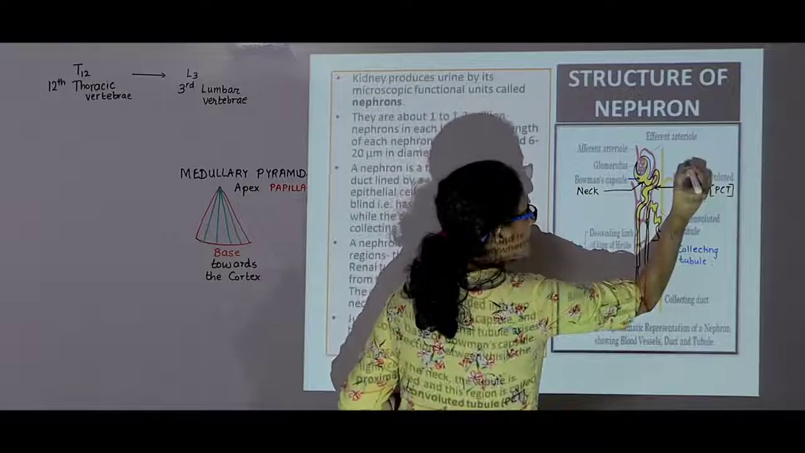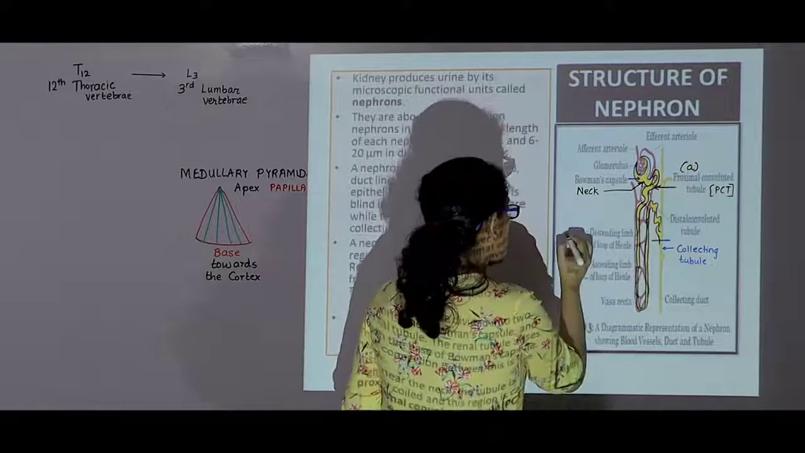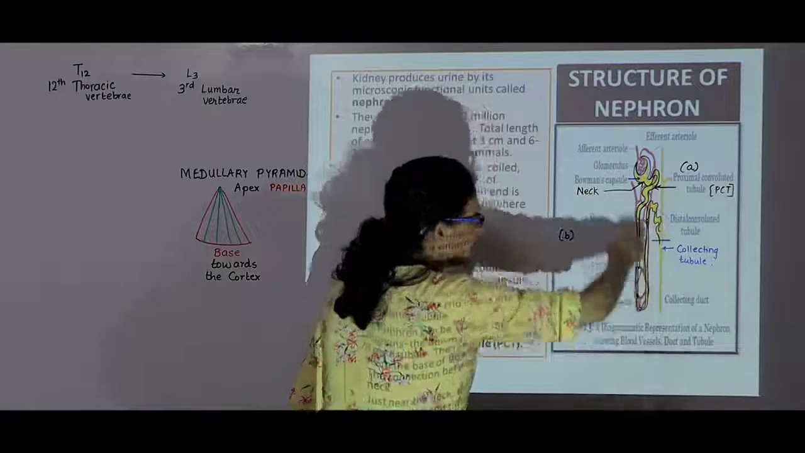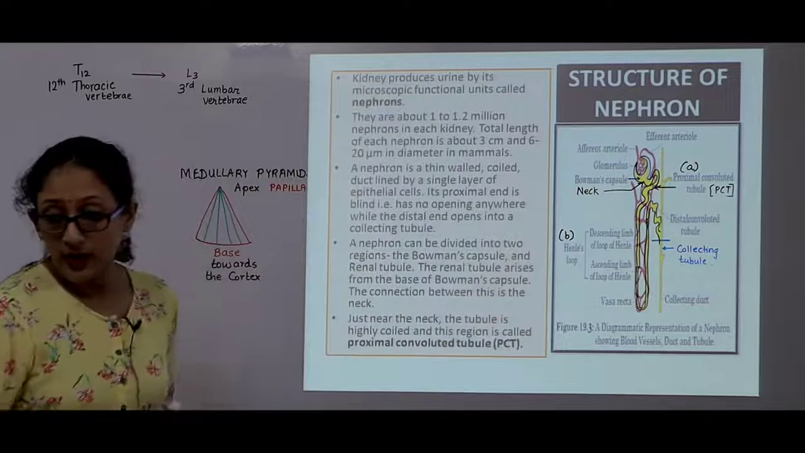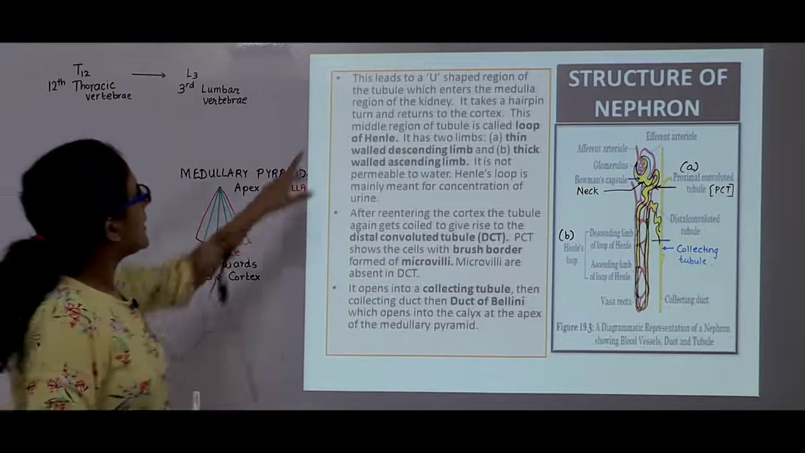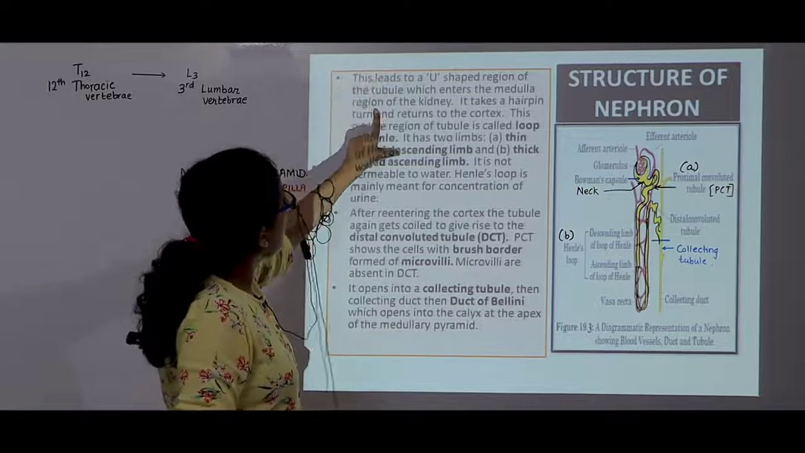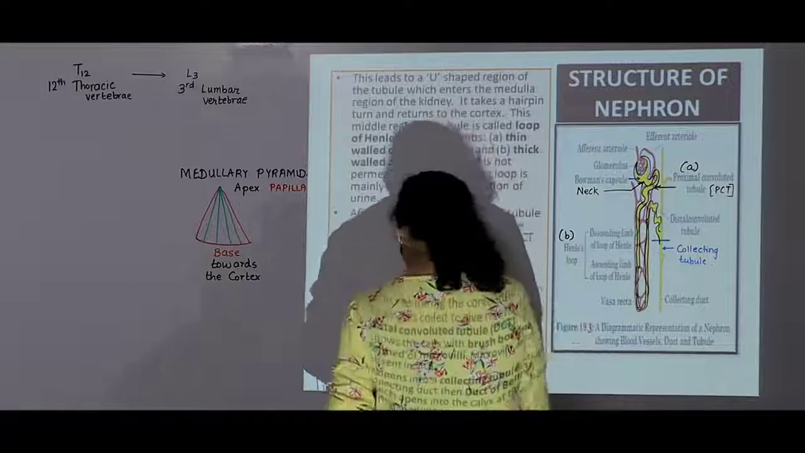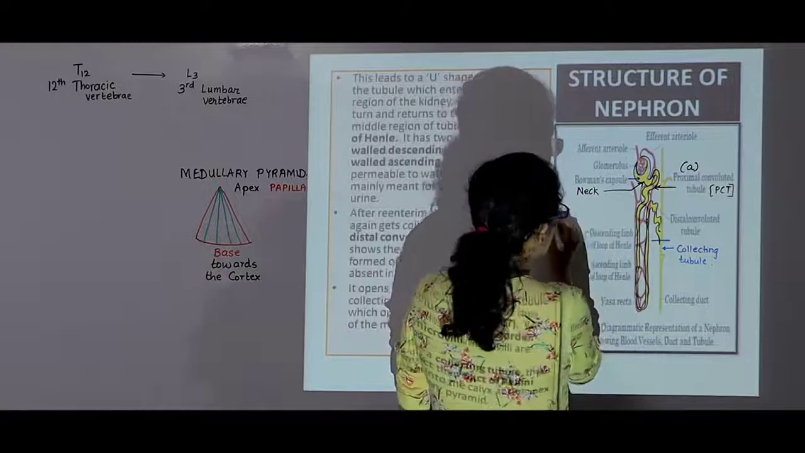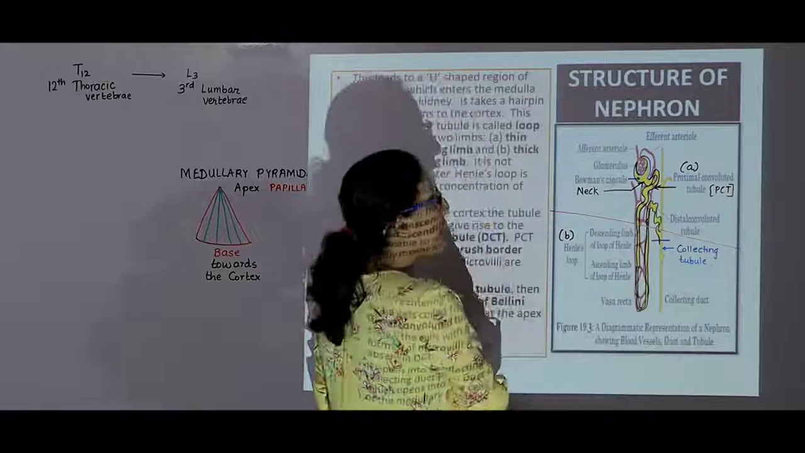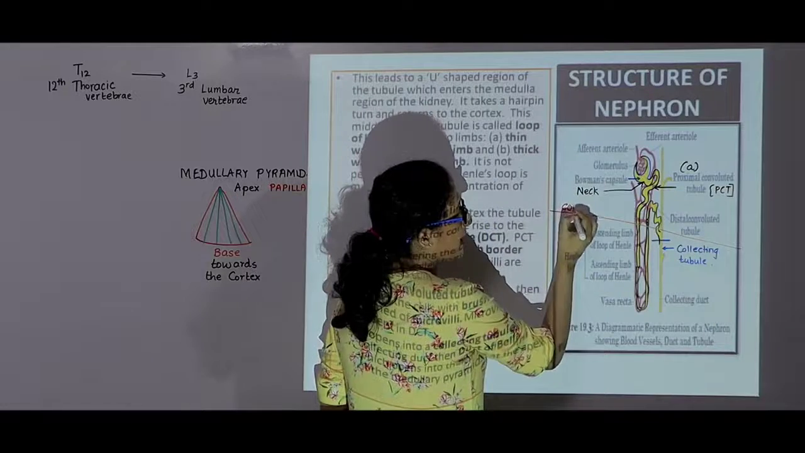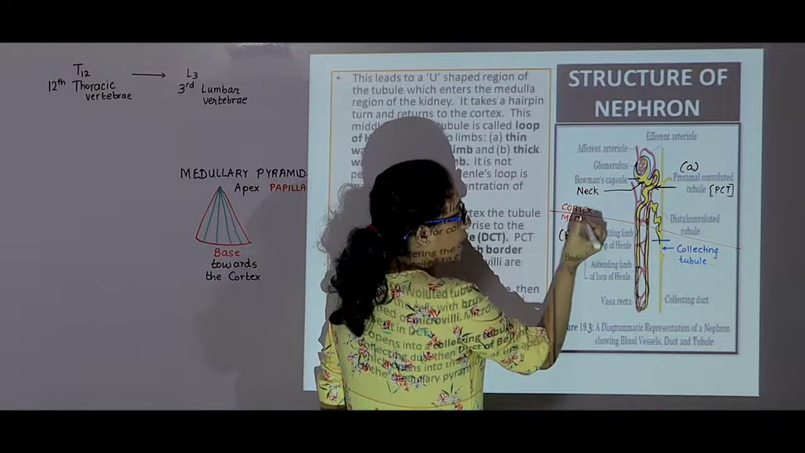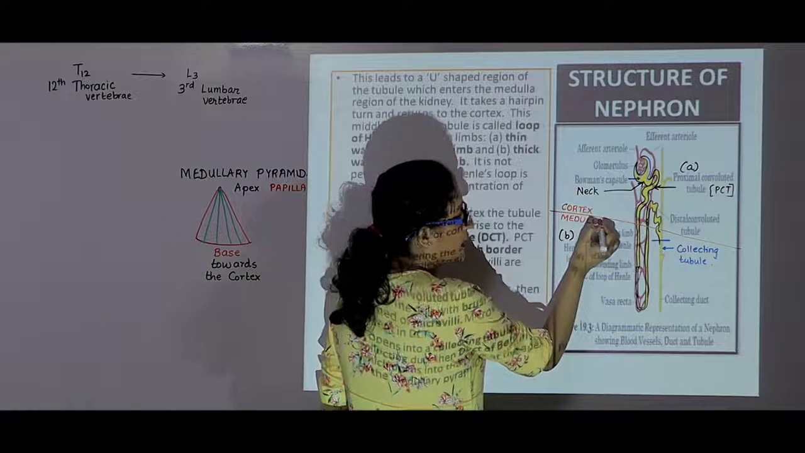The proximal convoluted tubule, I am writing as A. The Henle's loop, I am writing as B. This entire U-shaped structure is the Henle's loop. It enters the medulla region of the kidney. I am drawing a line now. This line demarcates the junction between the cortex and the medulla. Whatever I am labeling on the board, please do it in your books as well.